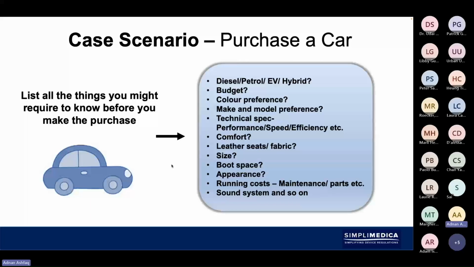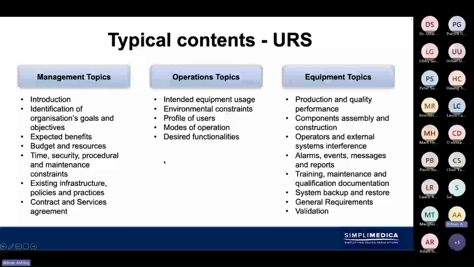That you would be thinking of as requirements that you would want to have. So within a typical contents of a user requirement specification, you might also be looking at things like management requirements, operational requirements, and equipment requirements or topics. So such as you might then put an introduction and identification of the organization's goals, expected benefits, budgets, resources, time, security, procedural and maintenance constraints, any existing infrastructure, policies and practices. These are things to think about: contracts and service agreements.